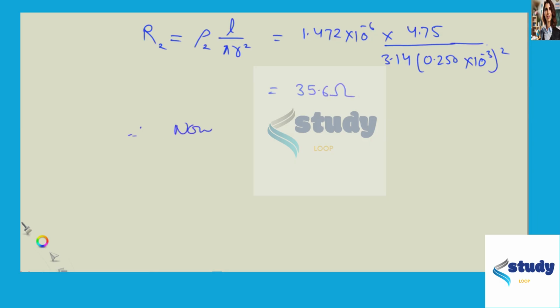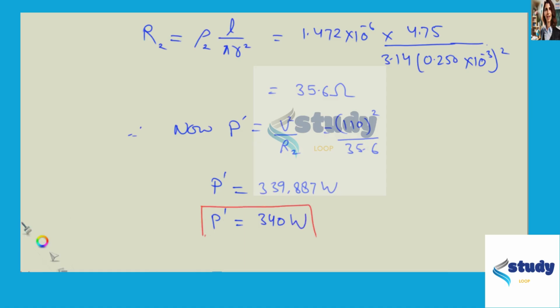Therefore, now power dissipated is P dash is equal to V square by R2, means the square of 110 divided by 35.6. So finally the power dissipated by the heating coil now comes out to be 339.887 watt, or we can say it is rounded off to 340 watt, which is the answer for the second and the last part of this problem here.